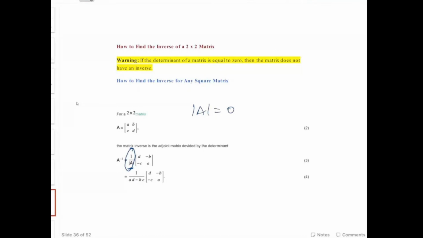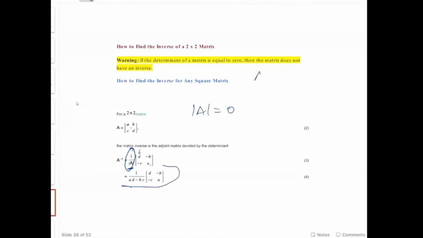For a 2 by 2 matrix, it's easy. You just compute the determinant, and then take your original matrix, swap A and D, and then change the sign of B and C to get the inverse matrix.